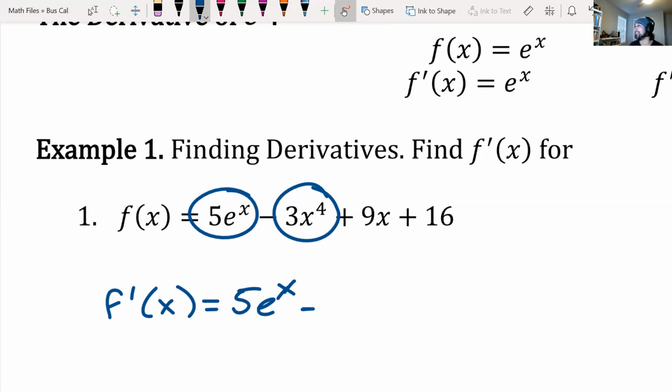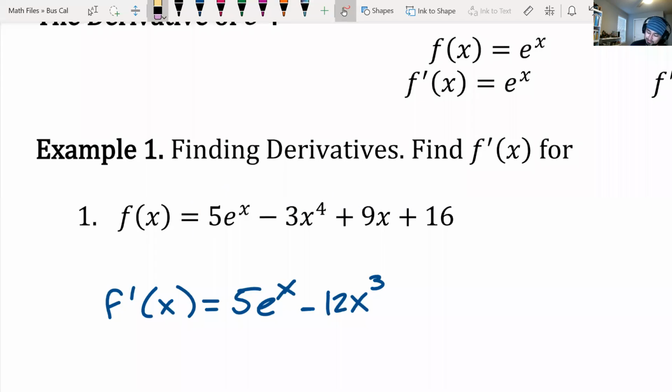Oh my goodness, kids, they're scaring me. Remember, that's a positive 4. So that 4 comes down, I'm sorry, 3. So that 4 multiplies the 3, giving me 12, and it's going to be x to the what? Third. There we go. Don't scare me when your test is on Tuesday. And y'all don't want a free grade.